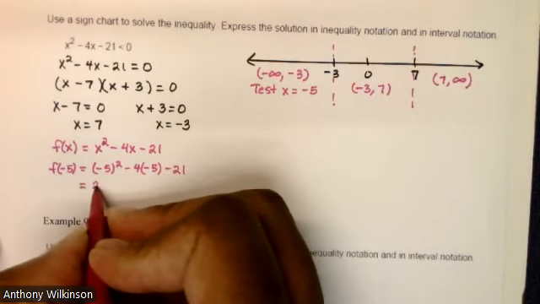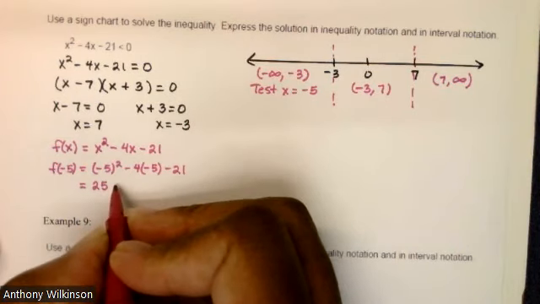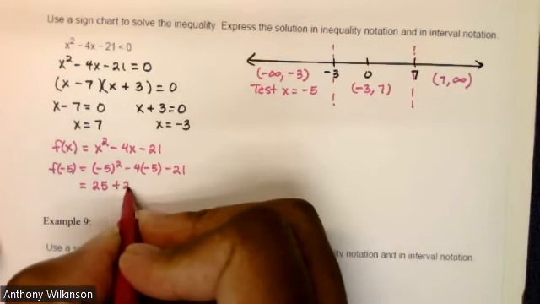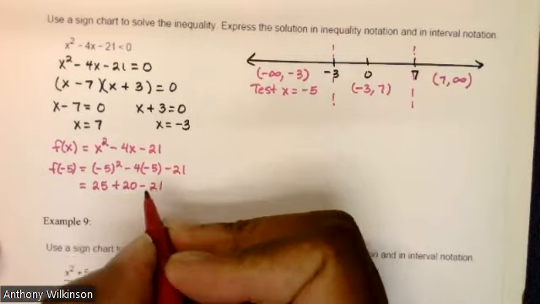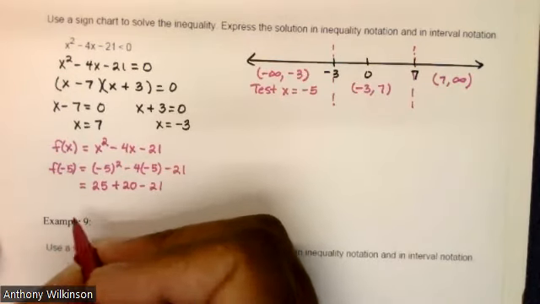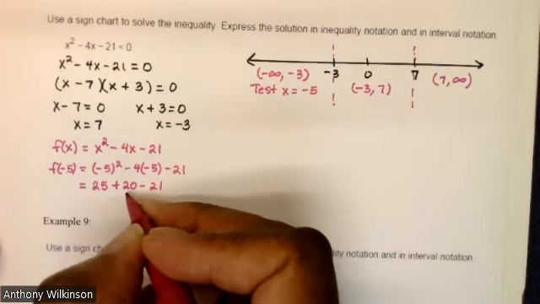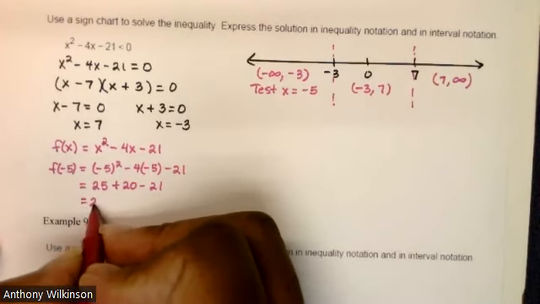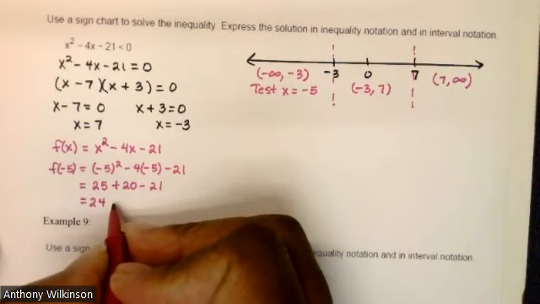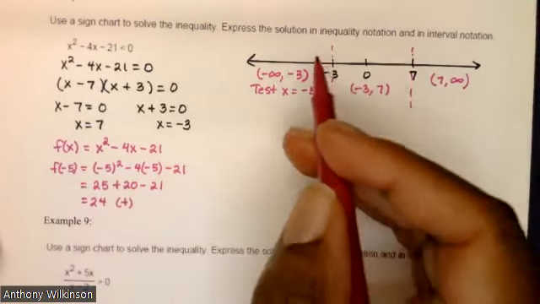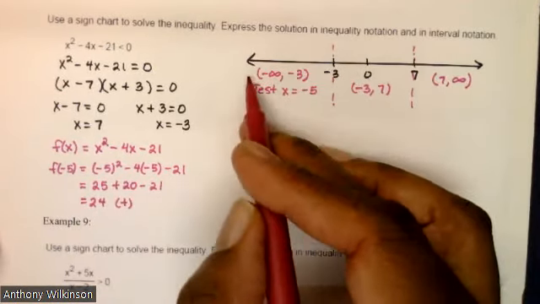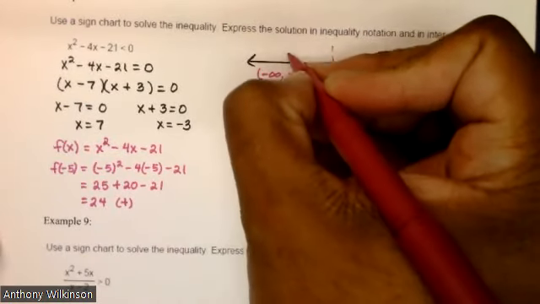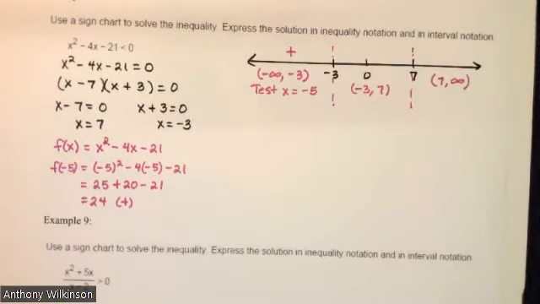Square the -5, you get 25. Minus 4 times that -5 would be plus 20, minus 21. And if you add 25 and 20, you'll get 45. 45 minus 21 will be 24. Notice that 24 ended up being positive. So for every x value from negative infinity to -3, I'm going to get positive f of x values.